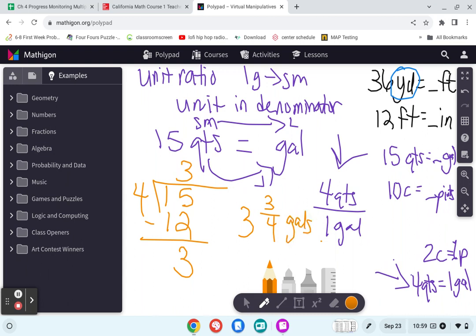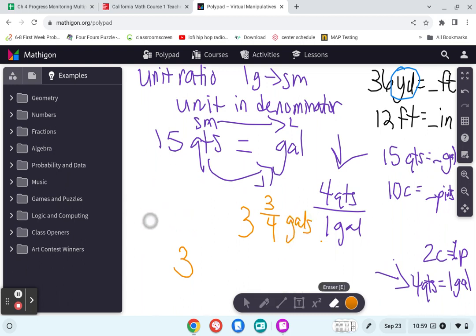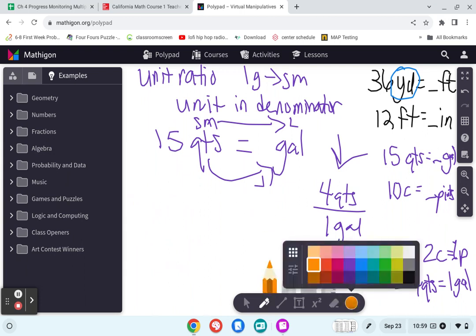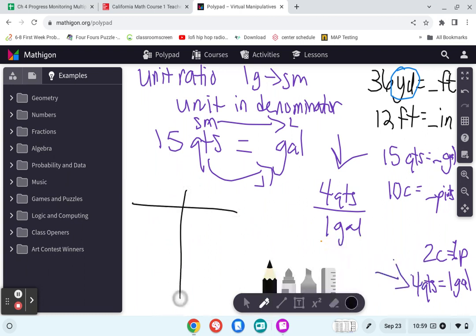And let's set this up a different way so we can check our work here. It's going to be 3 3/4. Let's go ahead and do my ratio table. So this will be a gallon and this will be a quart. For every 1 gallon, I have 4 quarts. Okay. Now, if I have 8 quarts, how many gallons is that? That's going to be 2. If I have 16 quarts, how many gallons is that?